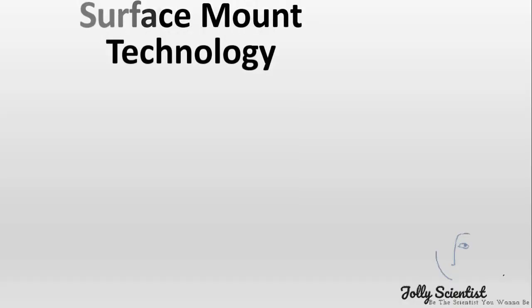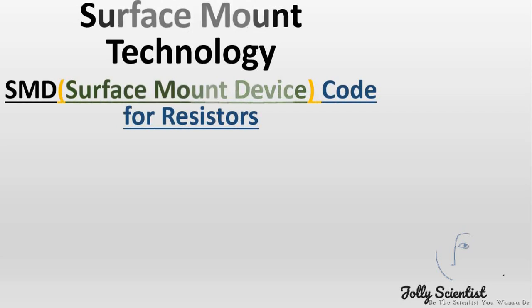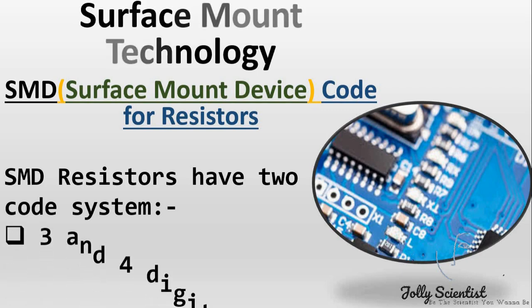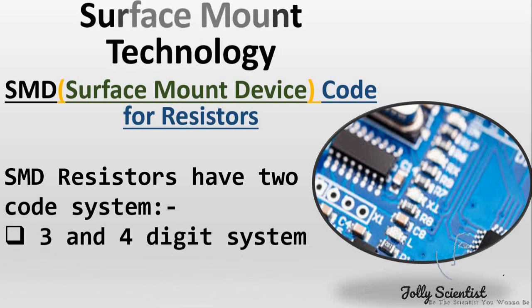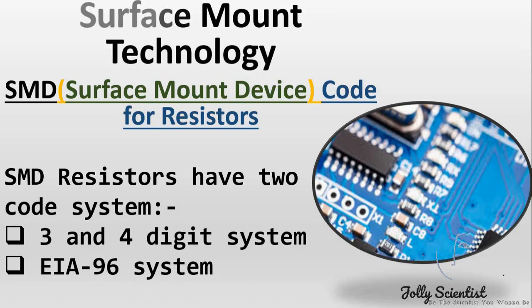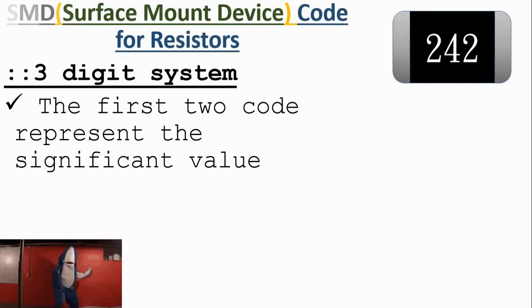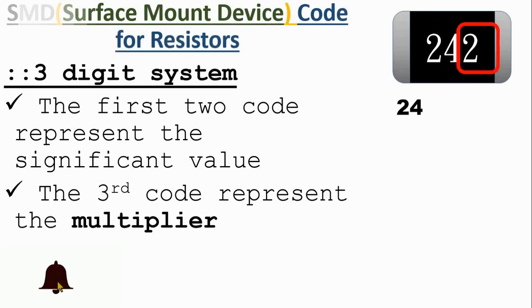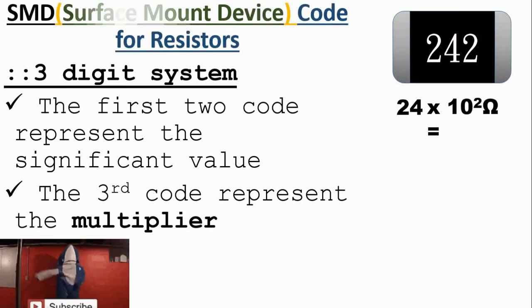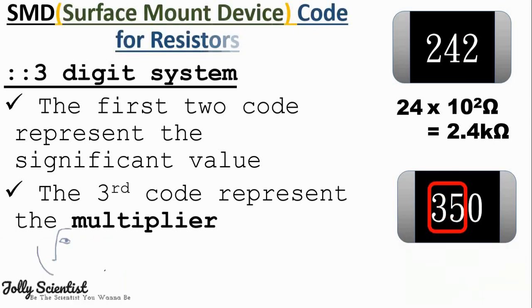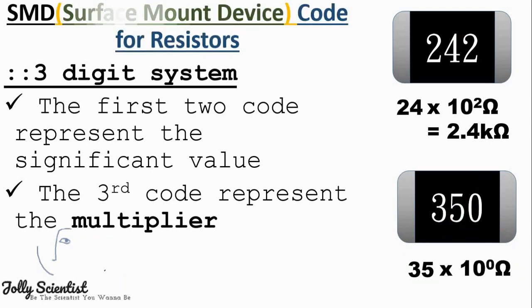Surface mount technology, or the SMDs. The surface mount device code for resistors has two systems. The first is the 3 and 4 digit system and the EIA96 system. Now for the 3-digit system, the first two codes represent the significant value, while the third code represents the multiplier. So let's do that together. We have 35 being the significant value times 10 to the power of 0, which gives us 35 ohms.